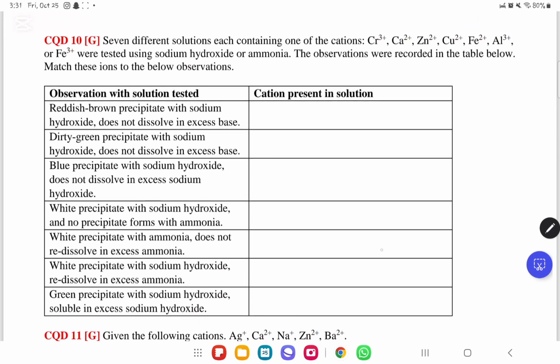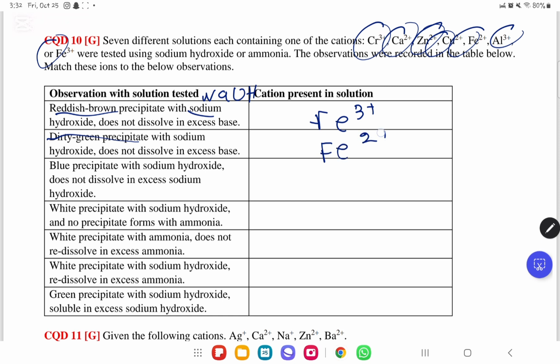Also, you have to memorize these, okay? They gave us some ions over here, Cr3+ and so on, and we need to fill in the blank. Whenever you see a reddish-brown precipitate that does not dissolve with excess base, sodium hydroxide meaning NaOH, it is always Fe3+. A dirty green precipitate is Fe2+.